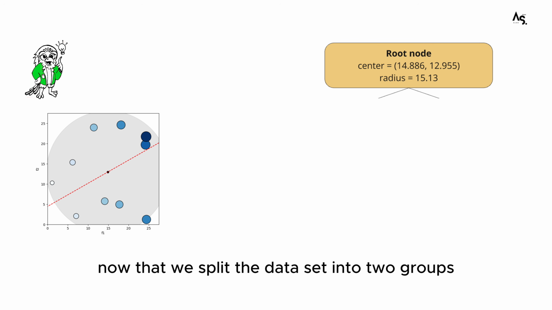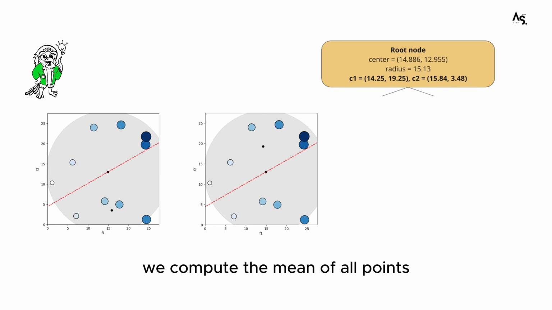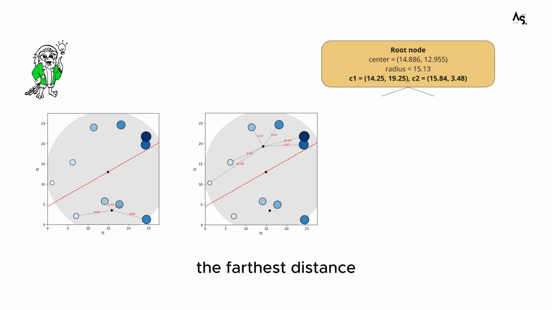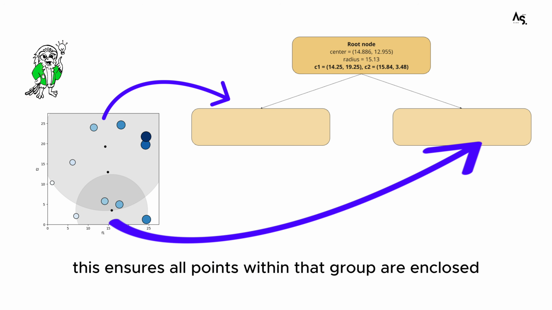Now that we've split the dataset into 2 groups, it's time to enclose each of these groups inside new spheres, just like we did before at the root level. For each group left and right from the split, we compute the mean of all points. This becomes the center of the new sphere. Then, calculate the distance of all points from this mean. The farthest distance is chosen as the radius of the sphere. This ensures all points within that group are enclosed inside the sphere.